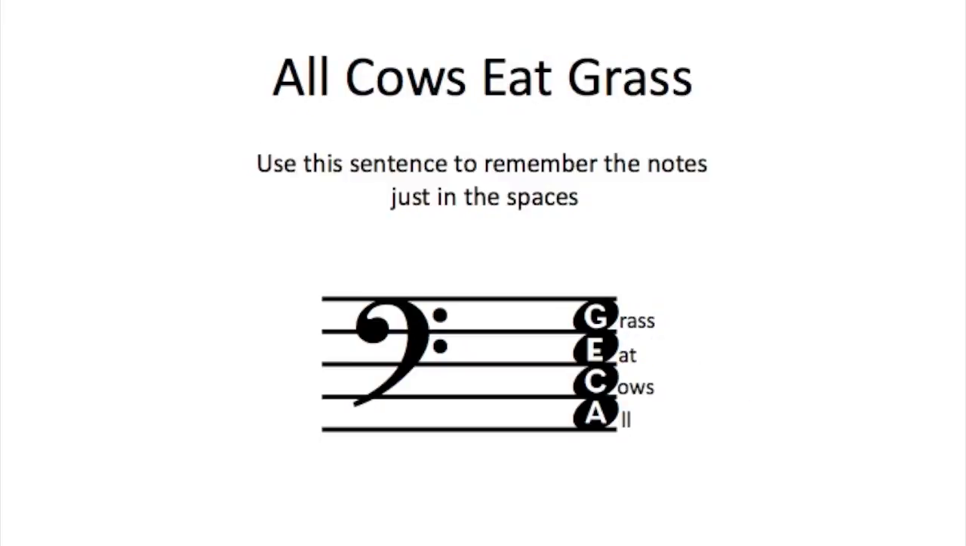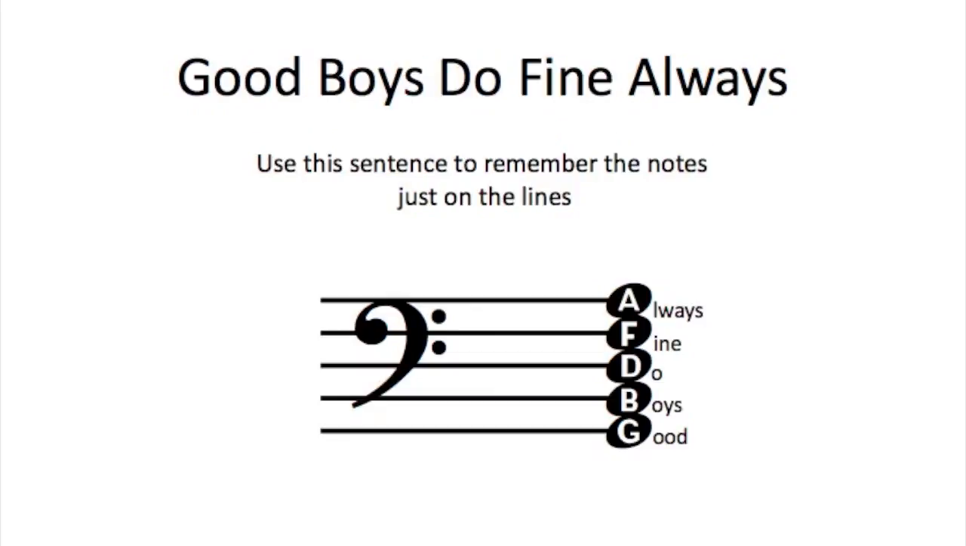The sentence to remember to quickly identify notes on the lines would be good boys do fine always. That will make the bottom line the letter G. Then we'll continue through the musical alphabet, every other letter, G, B, D, F, A.